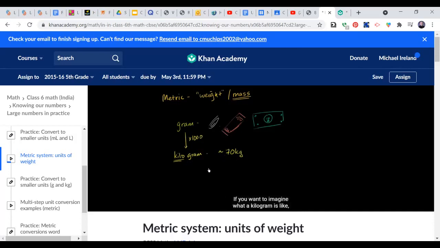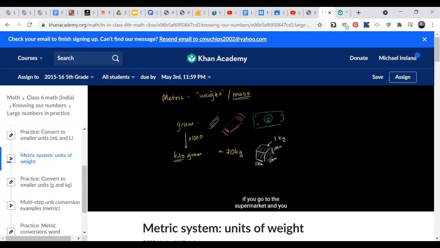If you want to imagine what a kilogram is like, imagine taking a liter of water. A liter you could imagine as a 10 centimeter deep cube, 10 centimeters wide, and 10 centimeters high. If you fill this up with water, the weight of that is going to be 1 kilogram. I know you're not used to walking around with 1 liter cubes of water.